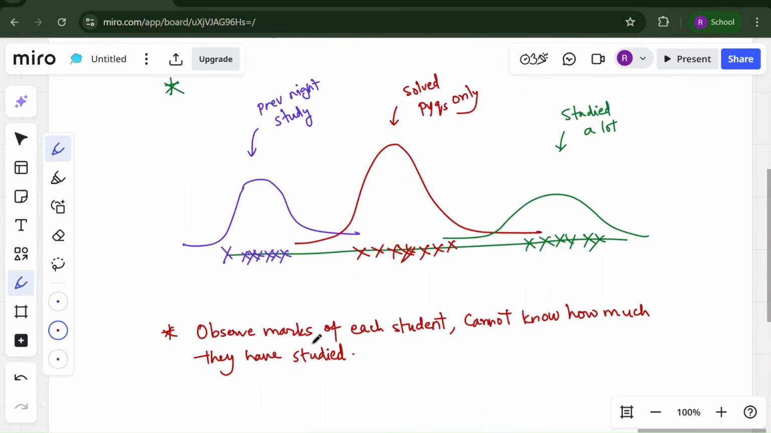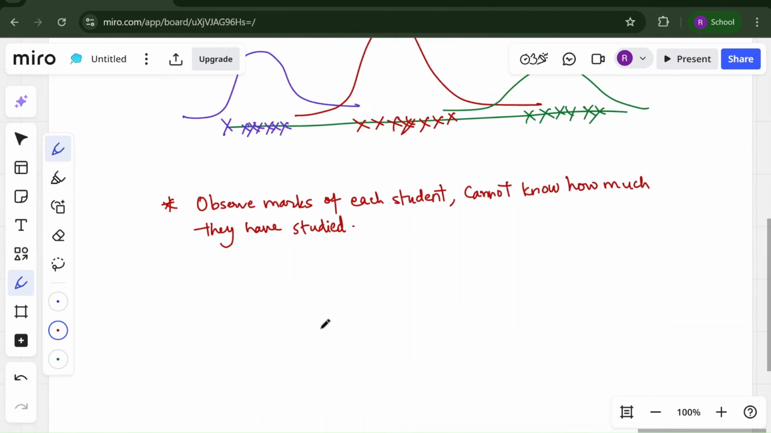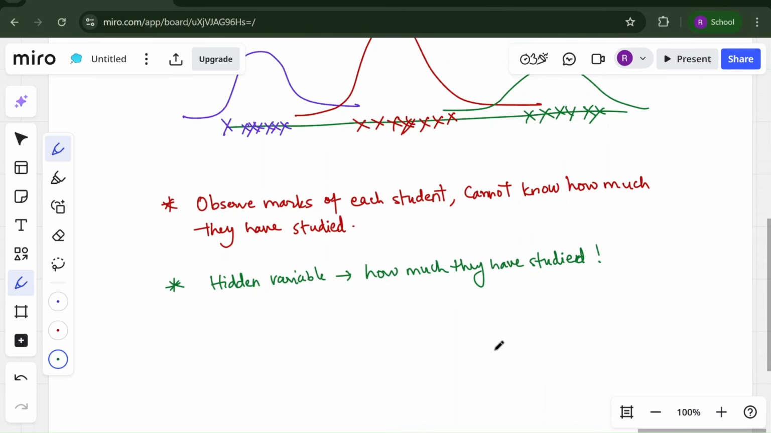So what happens is that we have a hidden variable, right? What is that variable? How much they have studied is a hidden variable. Hidden variable, it is how much they have studied. Because we cannot observe it, right? So it's hidden.